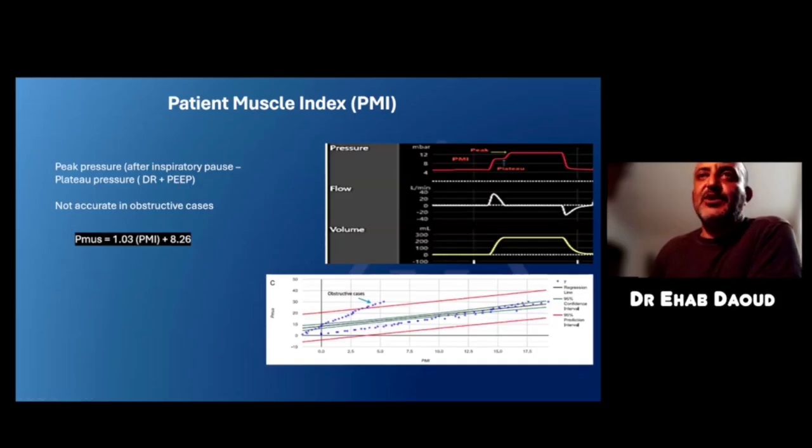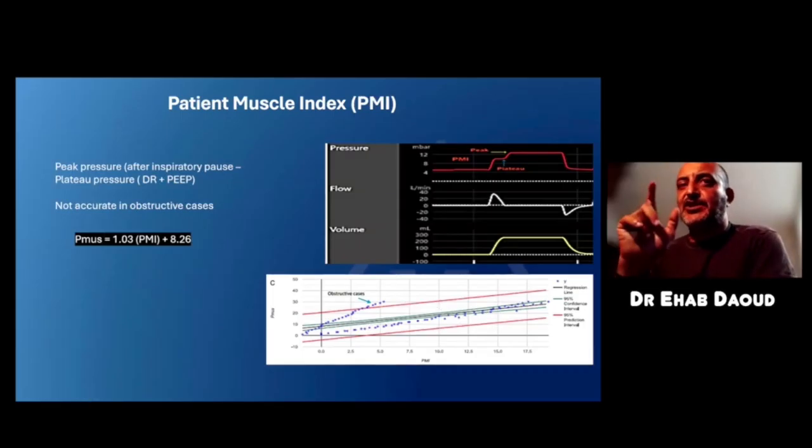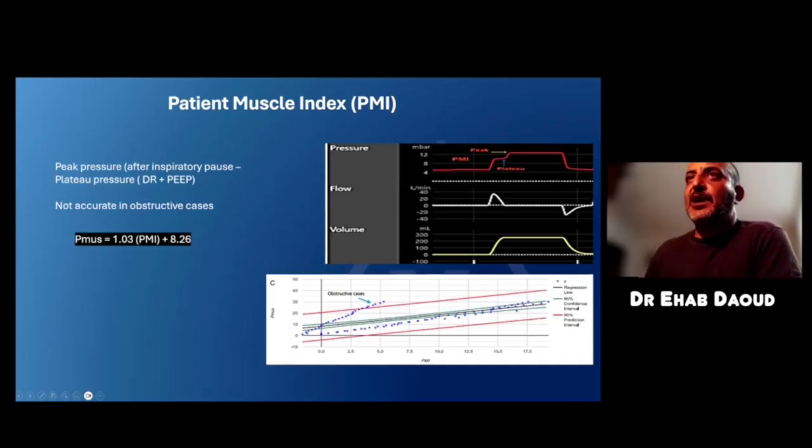PMI, or patient muscle index. If the patient is in spontaneous breathing or in pressure support, you can actually do an inspiratory pause. And if you can see this curve, when you do the inspiratory pause, if the patient has an effort, the airway pressure will go up. So we call that peak. And if you subtract the plateau from that peak, that is the area, it's the PMI.